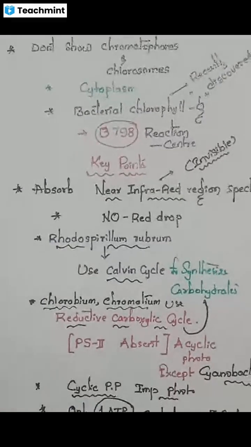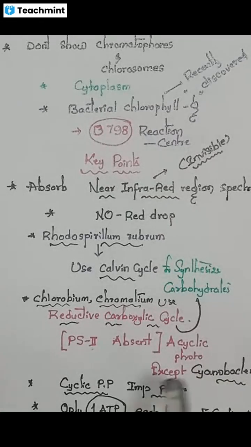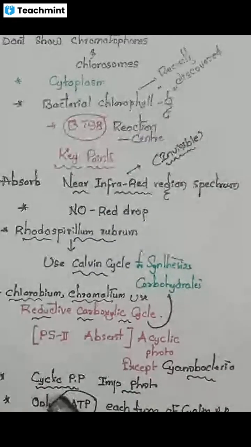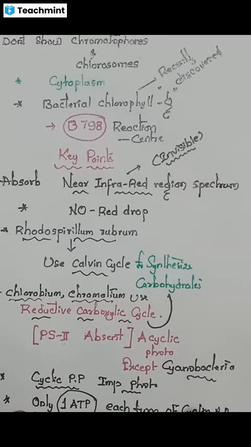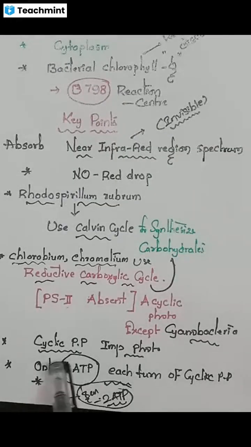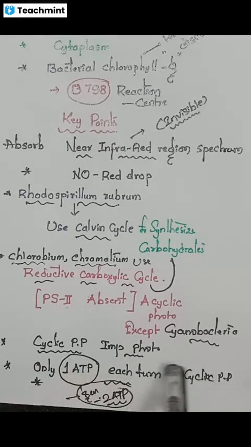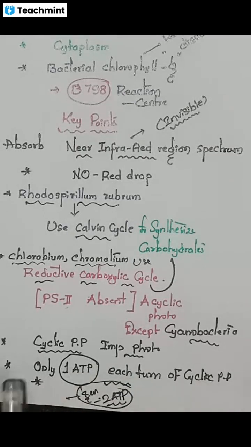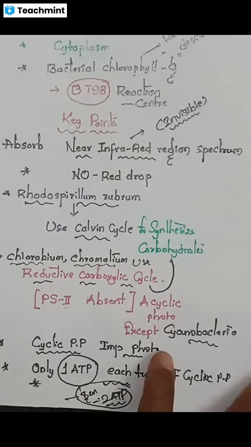In bacteria, PS2 is absent, so there is no acyclic photophosphorylation except in cyanobacteria. Cyanobacteria are the only bacteria to perform noncyclic photophosphorylation because of the presence of PS2. In bacteria, cyclic photophosphorylation is an important phosphorylation method. In bacterial cyclic photophosphorylation, only one ATP molecule is produced each turn. But in higher plants, two ATP molecules are produced each turn of cyclic photophosphorylation.